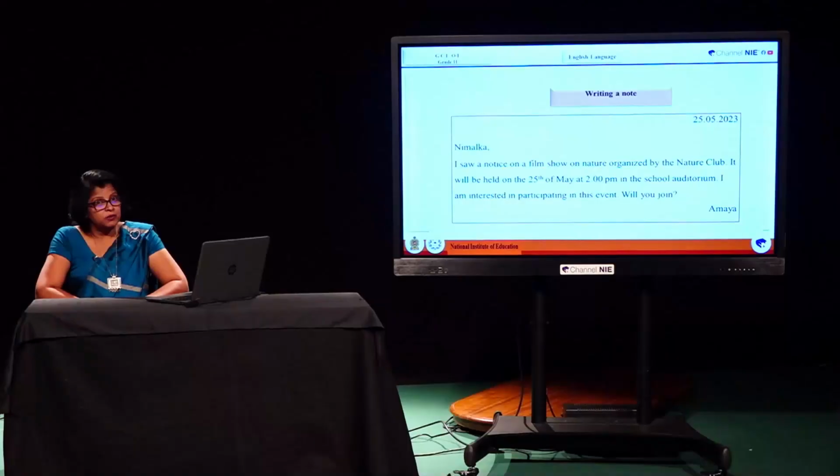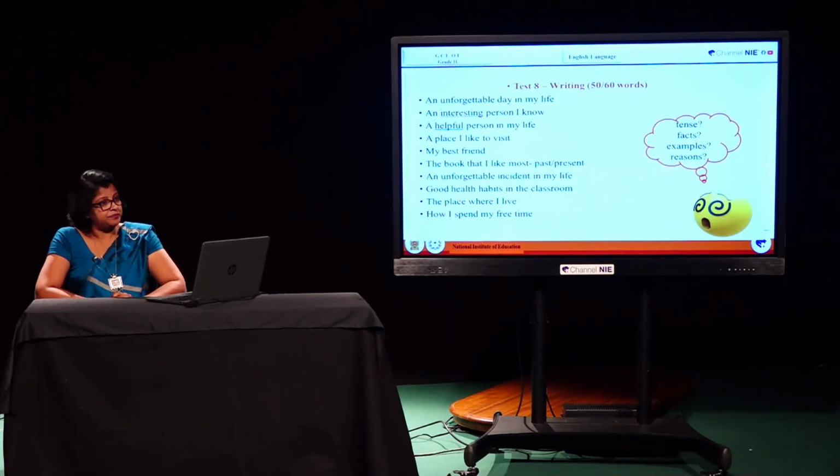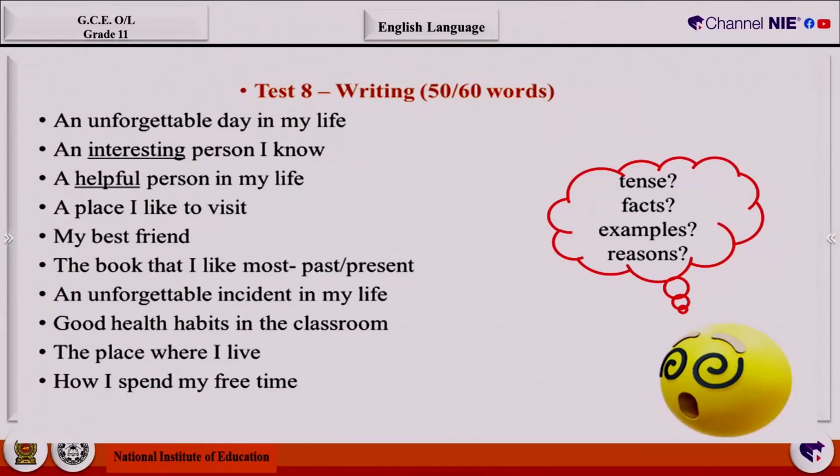Right. This is about writing a note or writing a notice. What about the last question? Test number 8. In test number 8, what we are going to do is that we are going to write a small paragraph, a simple paragraph about a certain topic given to us in the paper. I have given you some topics that have appeared in our past papers.